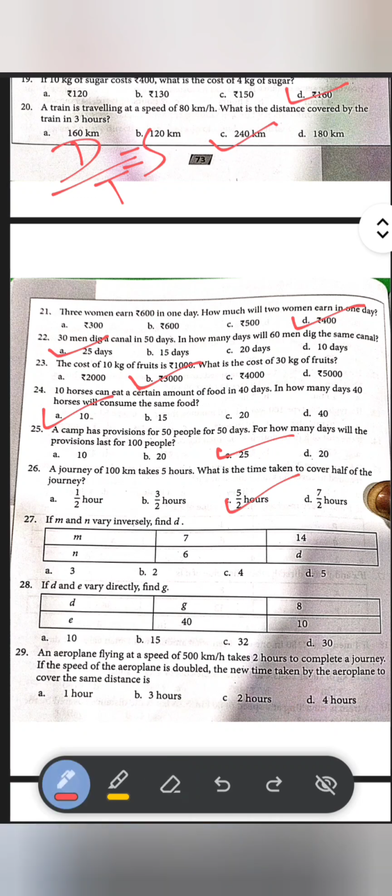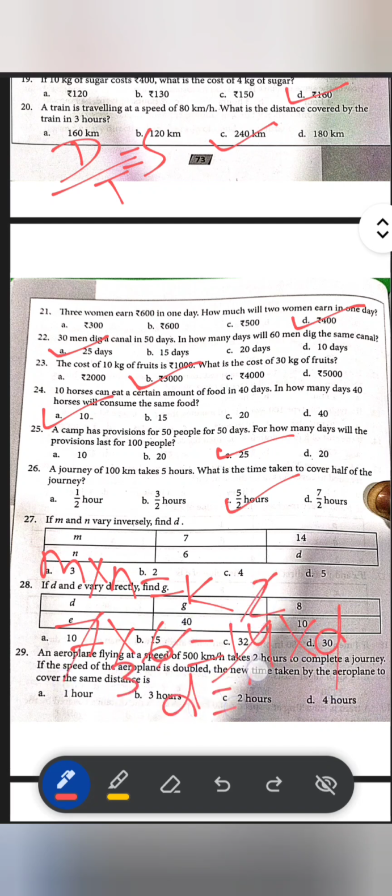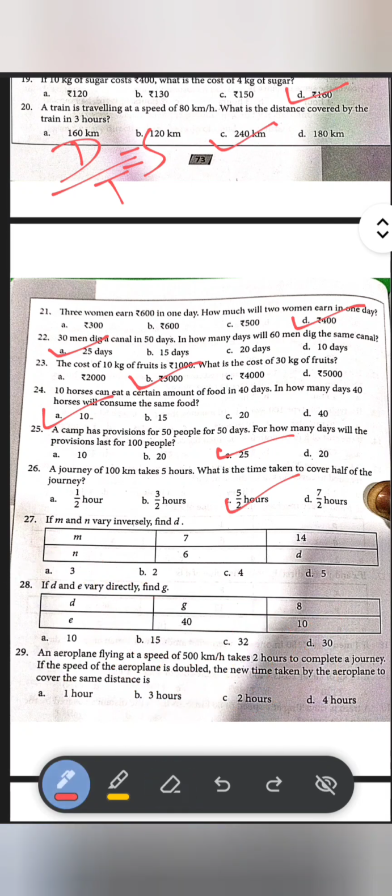Now come to question number 27. If m and n vary inversely, then find d. Vary inversely means m into n is equal to constant. 7 into 6 is equal to 14 into d. 7 2s are 14, so 2 3s are 6. So d is equal to 3. It means option A is the correct answer.